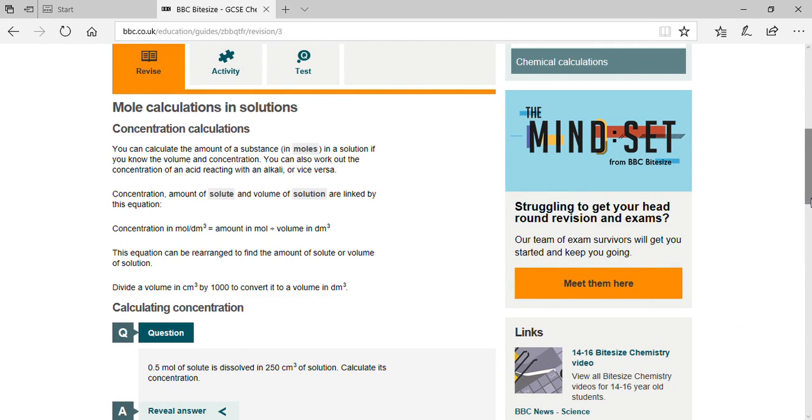Mole calculation in solution. Solution, as you know, is the combination of solute and solvent. First of all, solute means that which you are dissolving, and solvent means that in which you are dissolving.